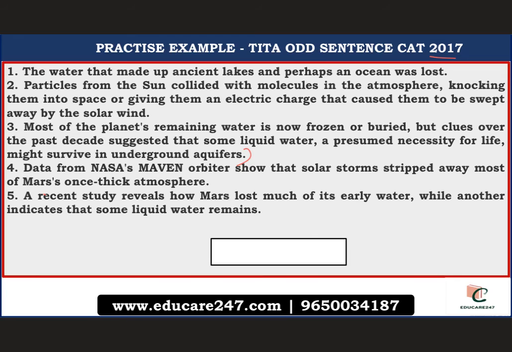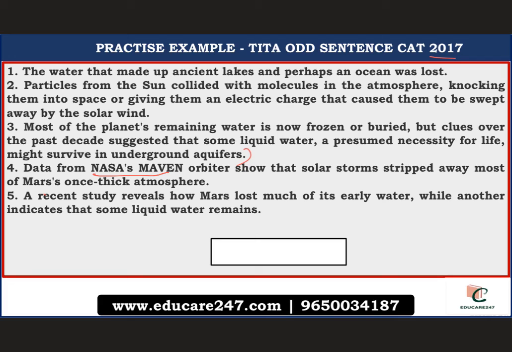Sentence 4. Data from NASA's MAVEN orbiter shows that solar storms stripped away most of Mars' once thick atmosphere. So this is abruptly coming in between with some data of this NASA's MAVEN orbiter. Alright. So this is an informative sentence. It's not generalistic, right? It cannot be your first sentence. Let us read sentence number 5. That only remains our choice for the starter.